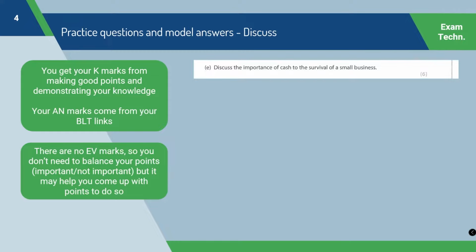And it's also worth remembering that there aren't any evaluation marks here, so you don't need to balance your points. For example, this one is discuss the importance. That could be 2 reasons why it's important. It could be a reason why it's important, maybe a reason why it's not important. If it was discuss the impact, you could say positive impact, negative impact. So you don't need to balance it, but you might find it easier to do so if, for example, you're struggling to come up with 2 good positives. You might do 1 positive, 1 negative. So just something to bear in mind.